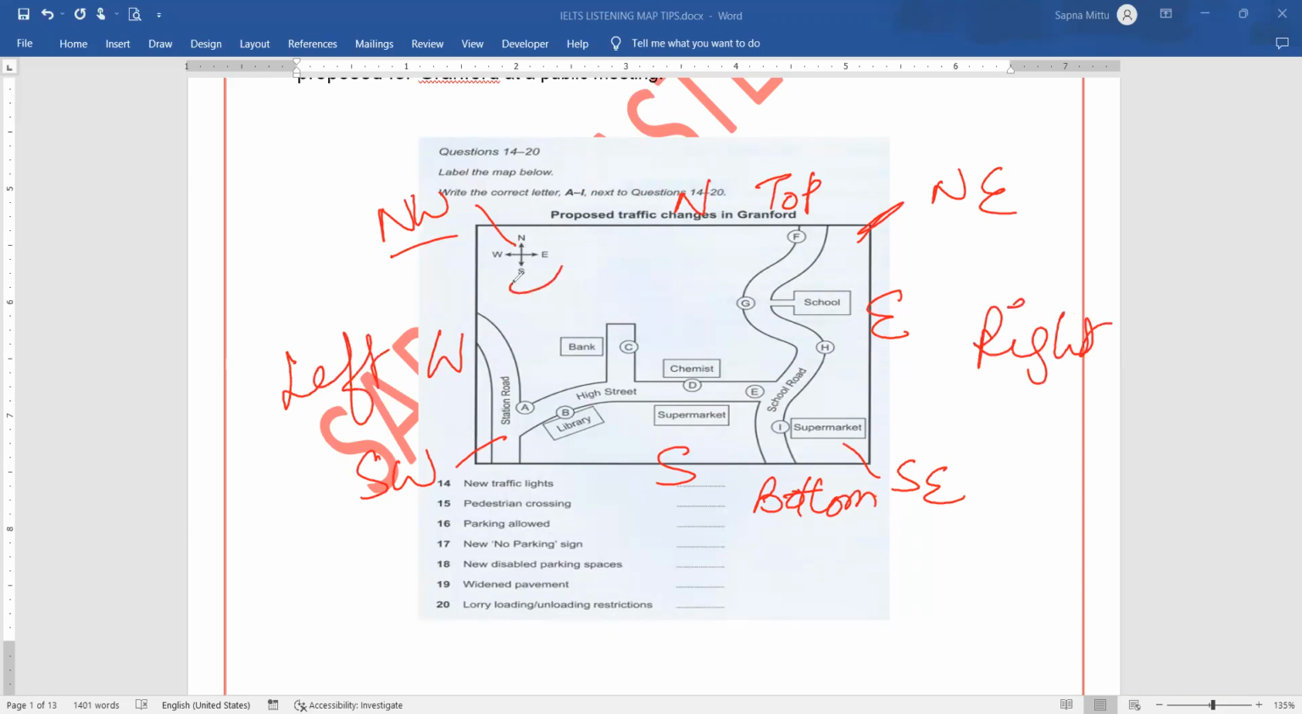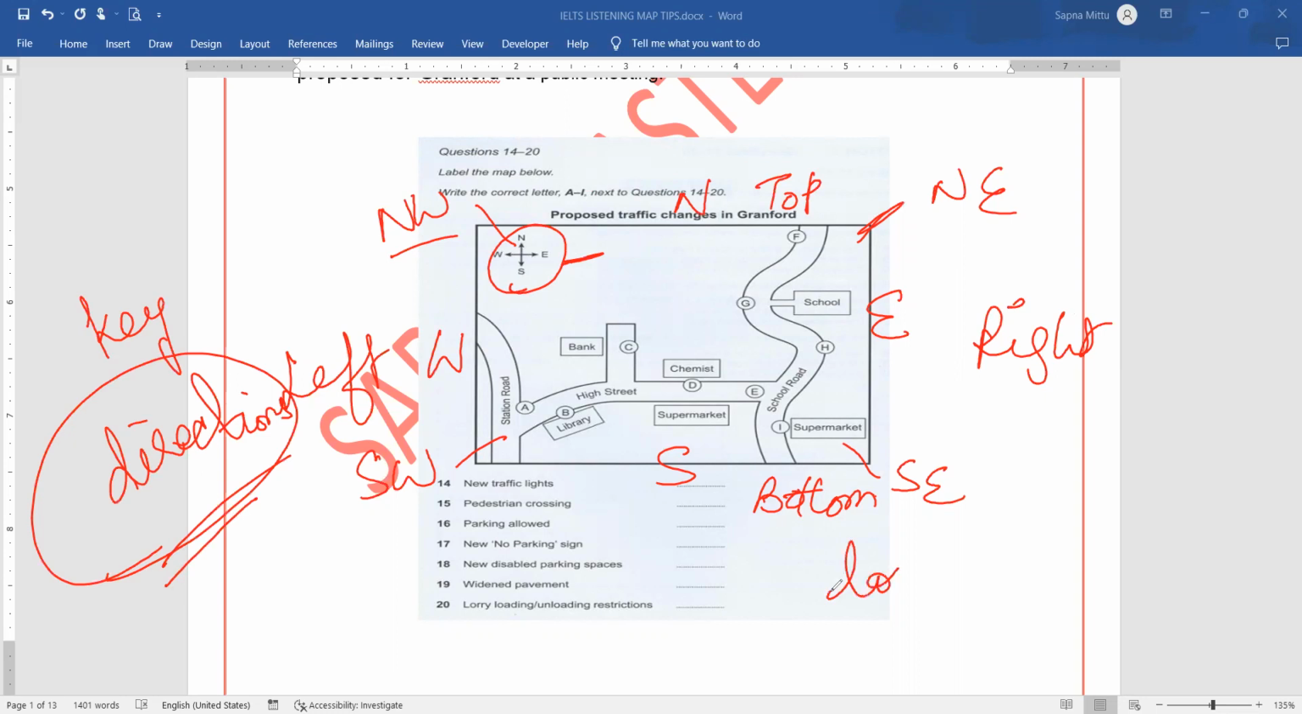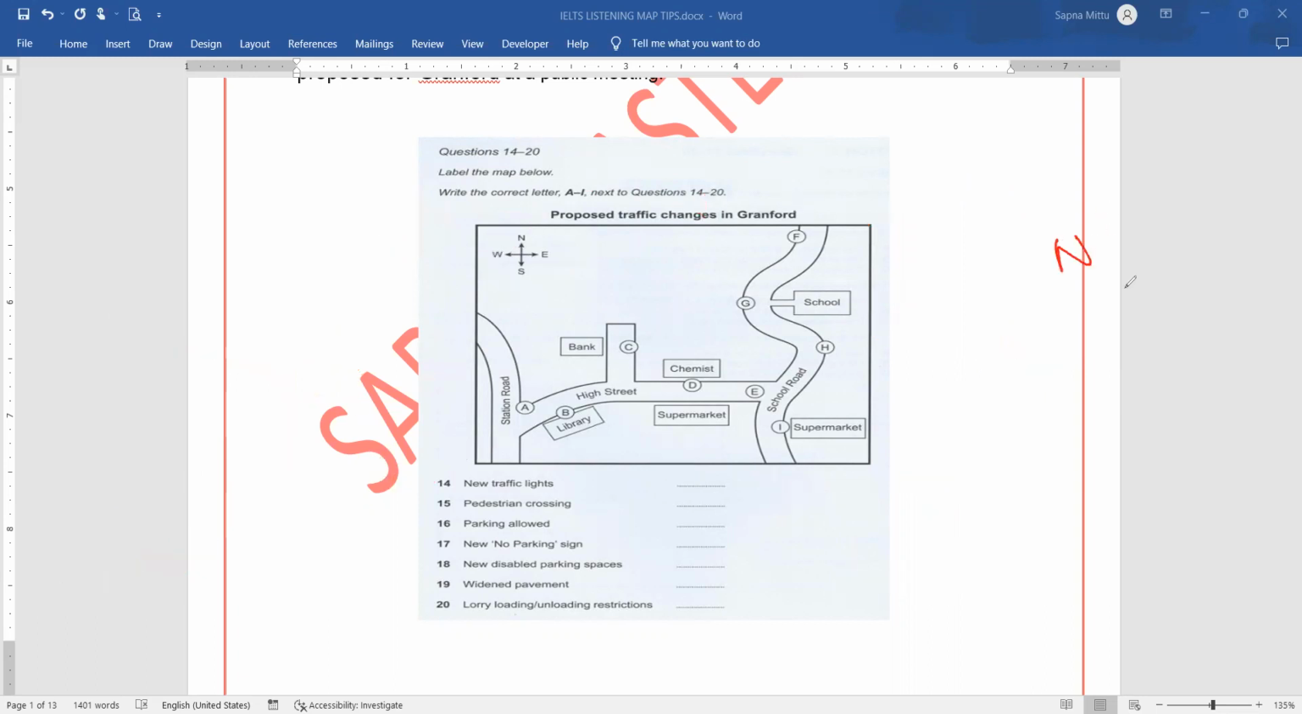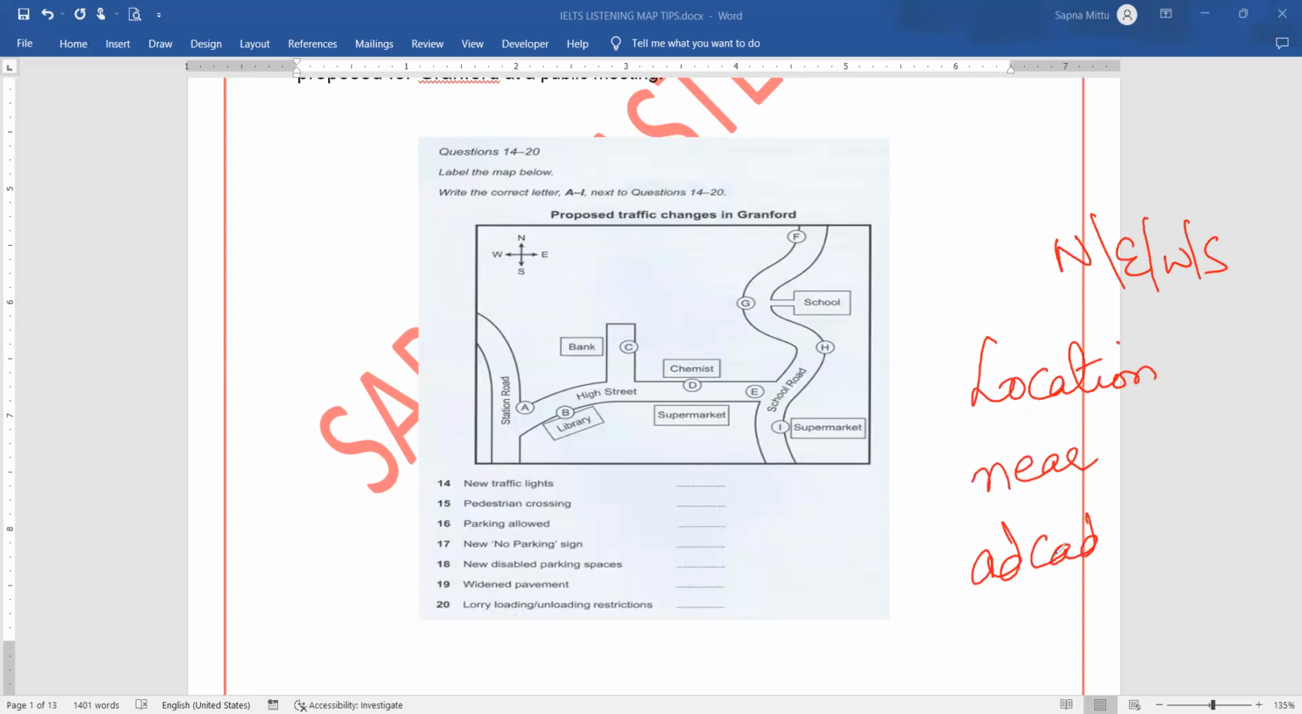And one thing, once you have understood the key, because the speaker in the recording will be talking about the directions. So you must be careful about the directions, how he is talking about, and the location. Now, what is direction and what is location? Direction means he is talking about north, east, west, and south. And location, he is talking about it is near, it is adjacent, it is beside, or it is behind anything.